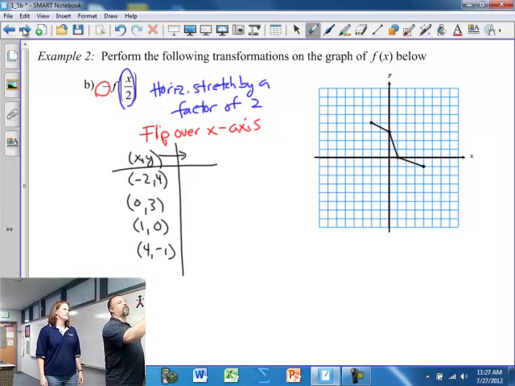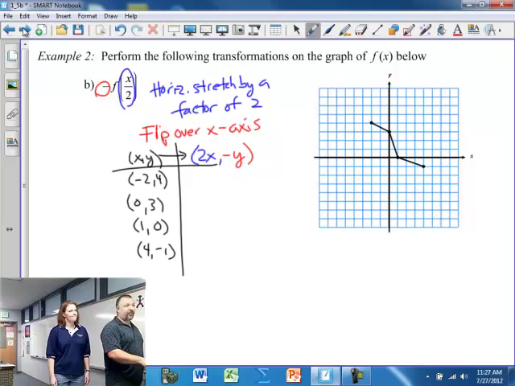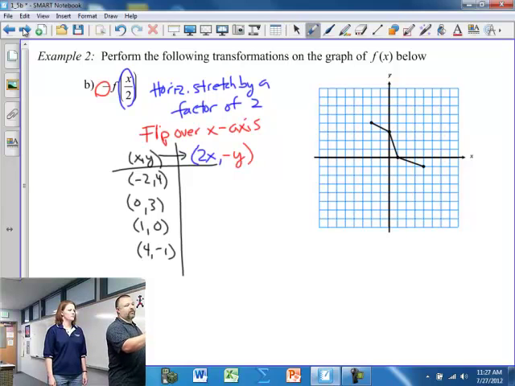Okay, so what are we going to do to these? Well, a horizontal stretch by a factor of 2 means we're going to multiply the x's by 2. Flipping over the x-axis means we're going to get the opposite y's. So all you have to do is, instead of doing it on the graph and looking at the picture and trying to stretch it by 2 and flip it over, you can just use the coordinate points.